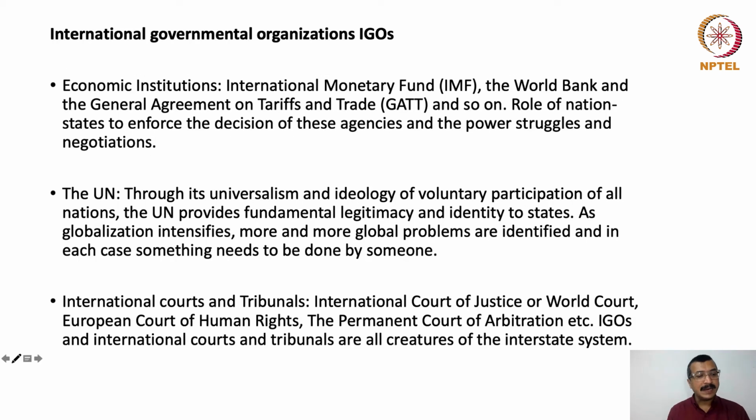Then, what are the major important systems or agencies? One of the important things that he identifies is international governmental organizations, or larger bodies which are constituted by the governments themselves. In other words, we call them IGOs. There are quite a lot of important ones. We are mentioning only the IMF, World Bank and GATT. These involve the role of nation states to enforce the decisions of these organizations, and the power struggles and negotiations.